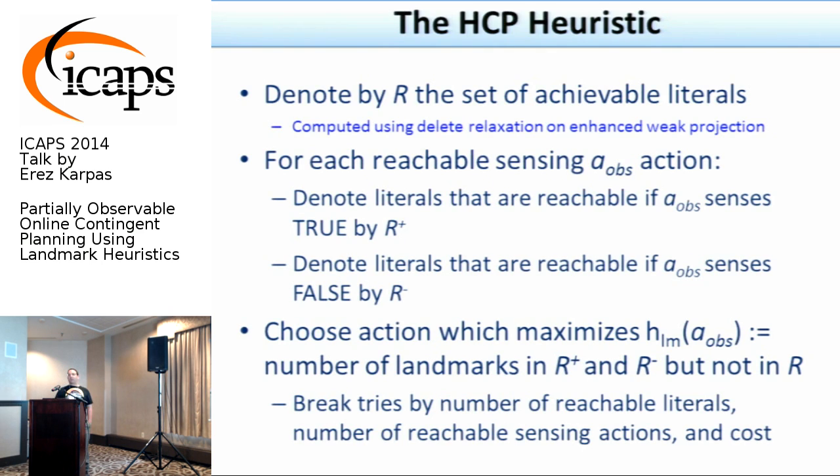So what does a heuristic look like? Okay, so now we have a set of landmarks of the contingent planning problems. How are we doing on time?